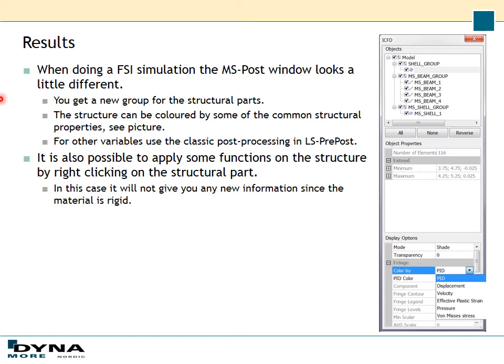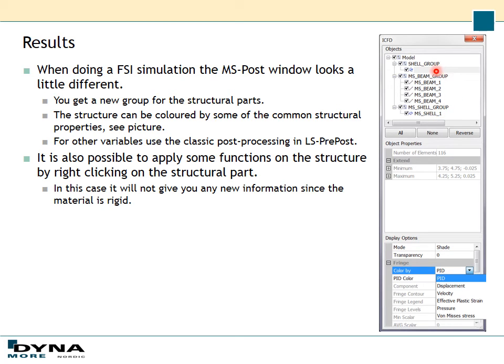And to post-process the results, open the dt_plot file in LS-PrePost. And when you're performing a FSI simulation, you will get one structural group and then a fluid group for the surface part and one for the volume part. And in this case, we are in 2D, so you get a shell for the volume.